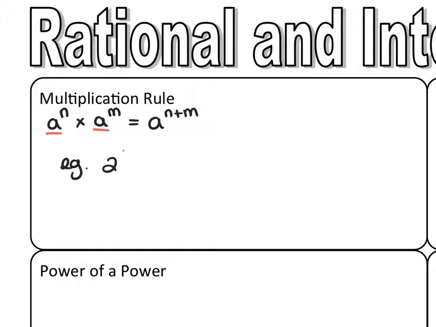Let's say we had 2 to the 3 times 2 to the 4. All you're going to do is add the 3 and the 4, and it becomes 2 to the 7.